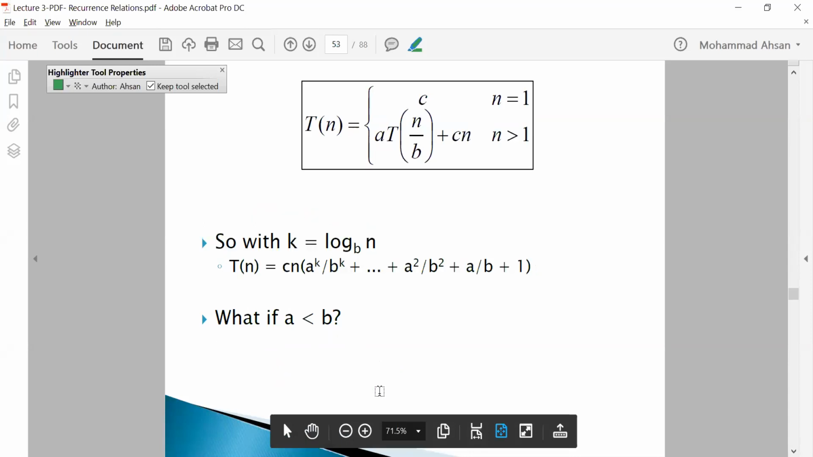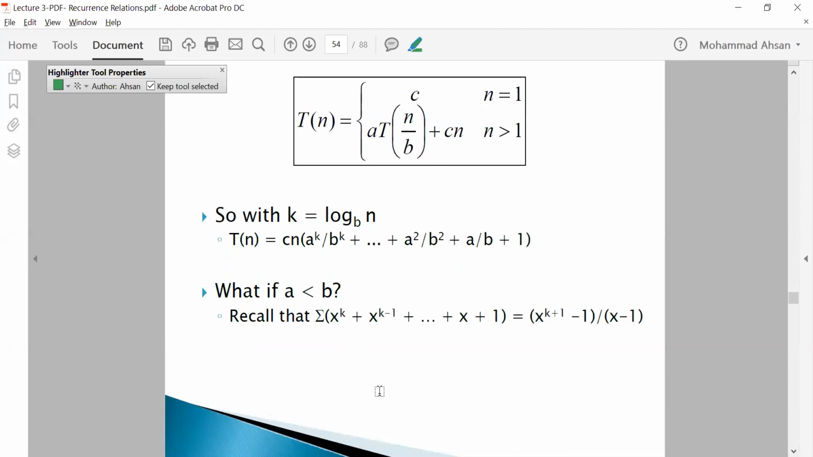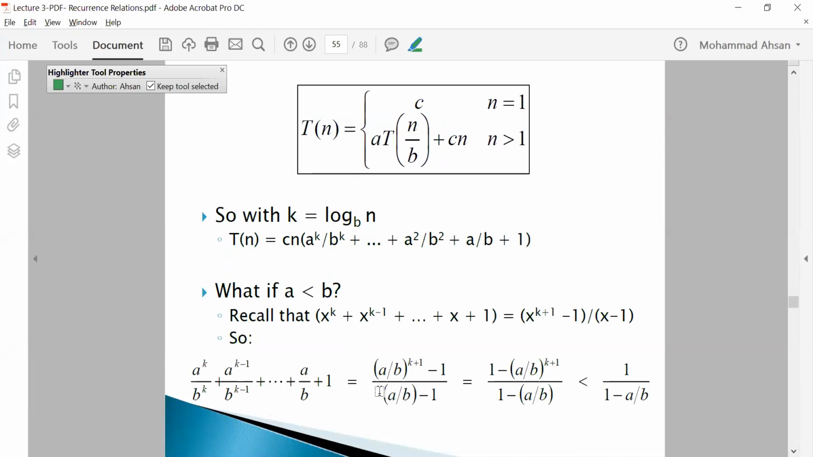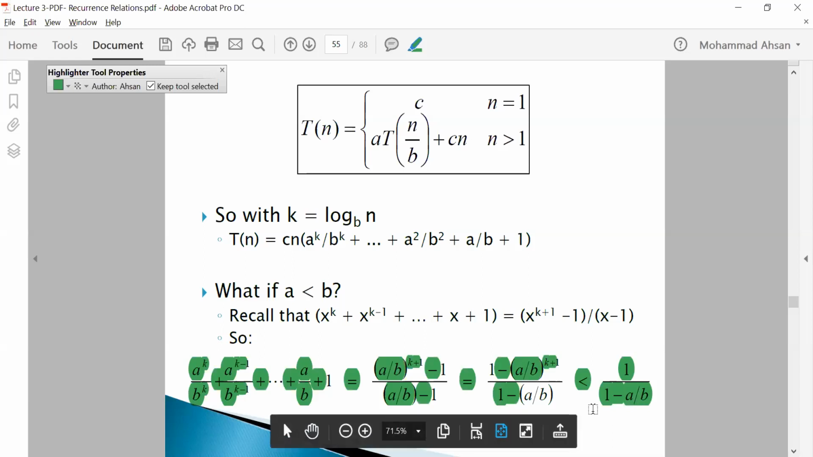If your A is less than B, then we have to apply the sum of the series x to the k plus 1 minus 1 by x minus 1. So this is the series, this is the sum, x to the k plus 1 minus 1 by this, and you get 1 divided by 1 minus a by b, roughly. This is a rough equating at the end of this formula.